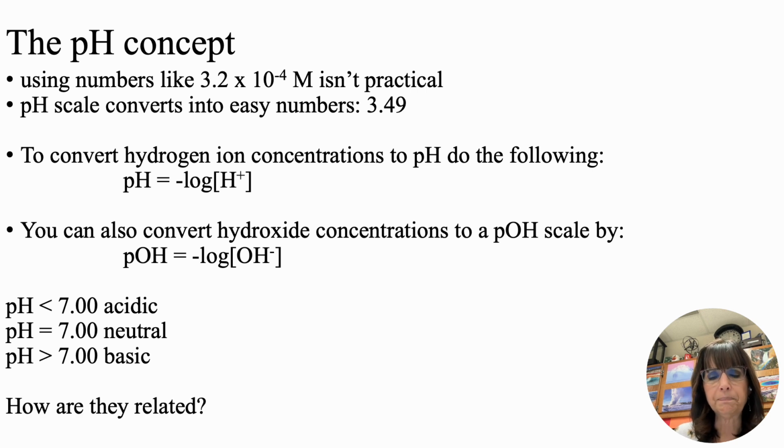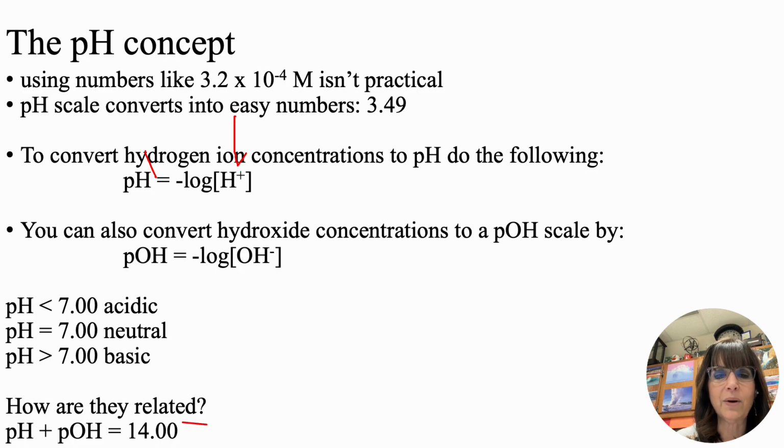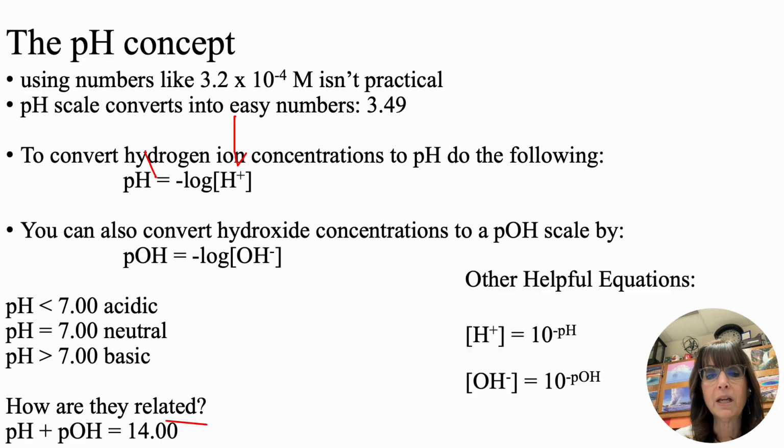But how are these related? Well, they're related by this wonderful equation: pH plus pOH is 14. So let's say I ask you to find the pOH, but I give you hydrogen concentration. Well, you can take the hydrogen ion concentration, get pH, and then use this equation to find pOH. It's pretty nifty.